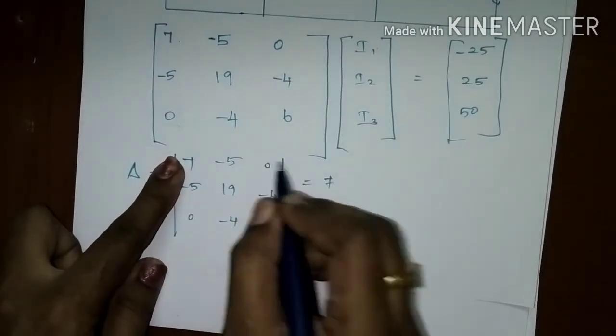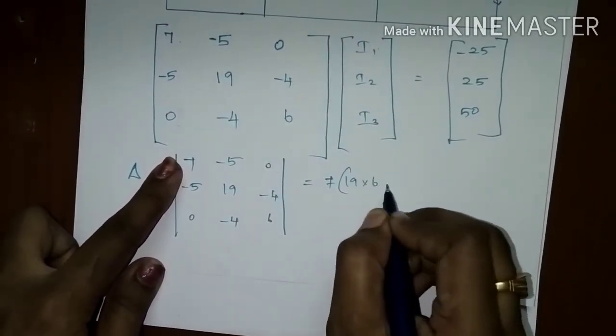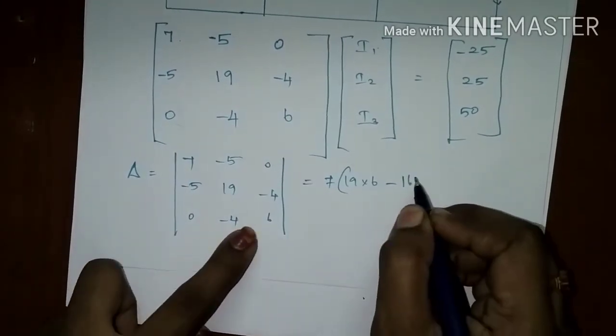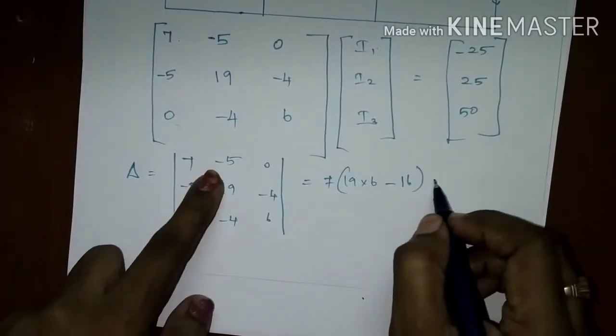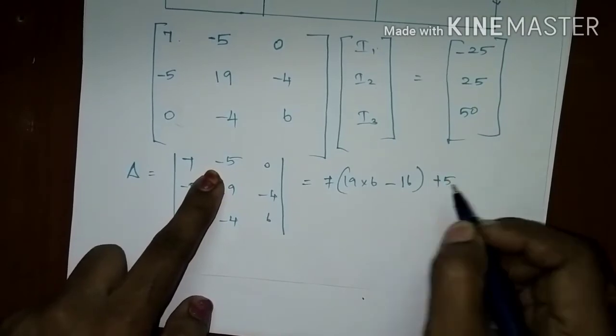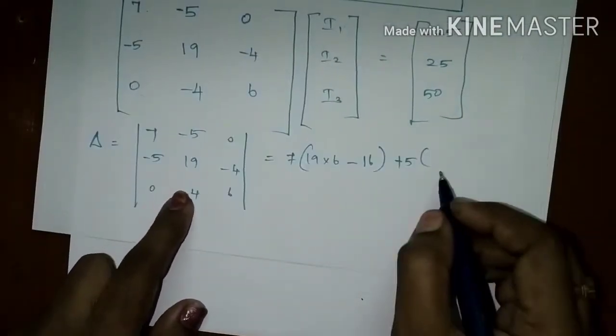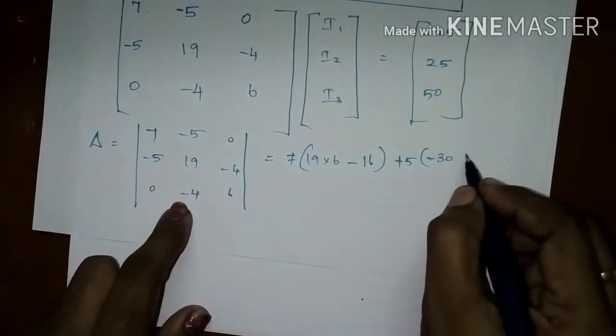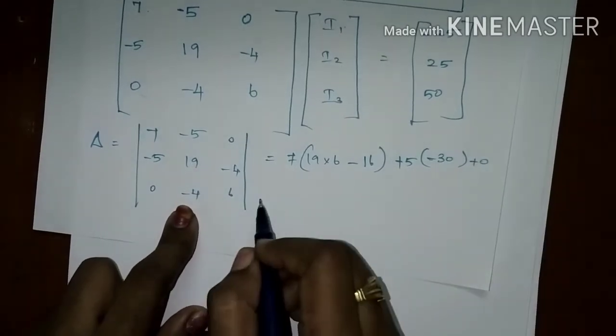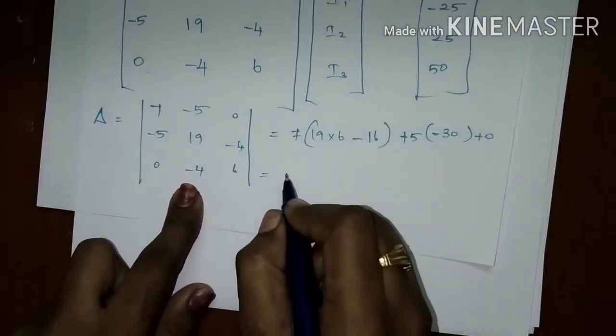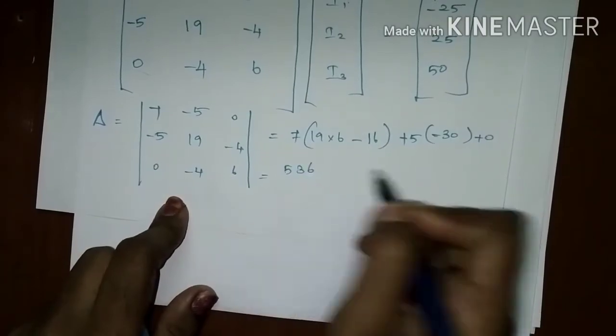Eliminating that row and that column, we will get 19 into 6, minus of minus 16, minus of minus, so plus 5. We will get the value as minus 30 and the last element would be 0. So while doing the mathematical calculation, we will get the value of del as 536.